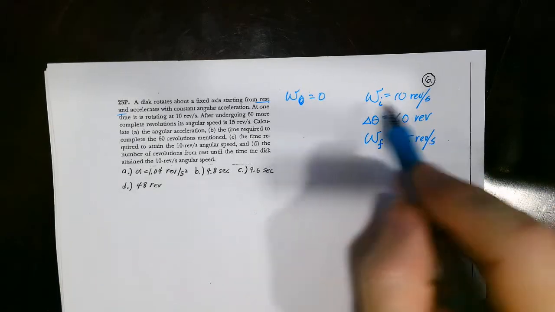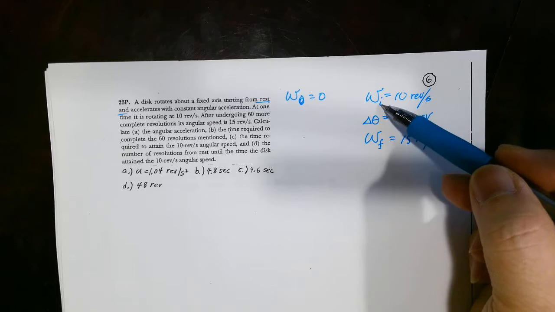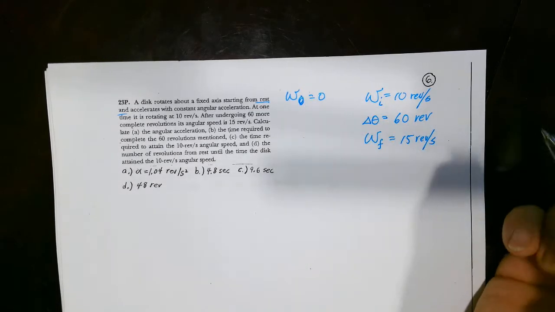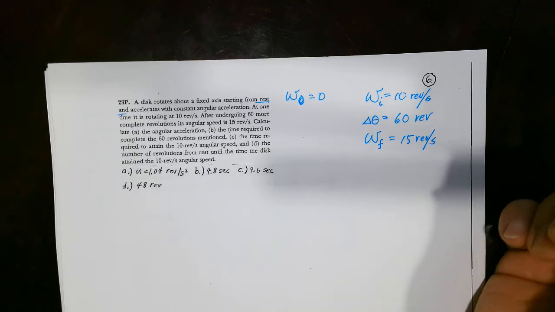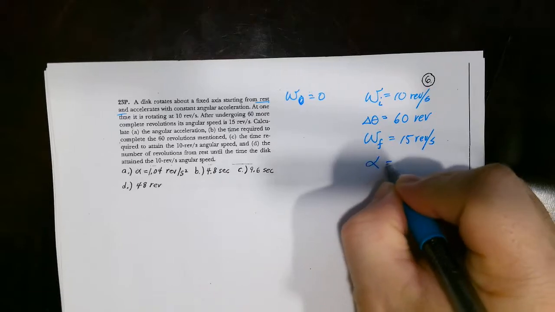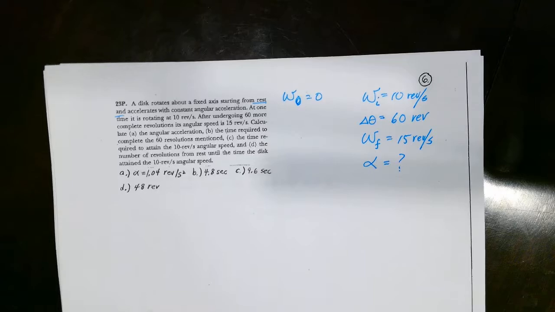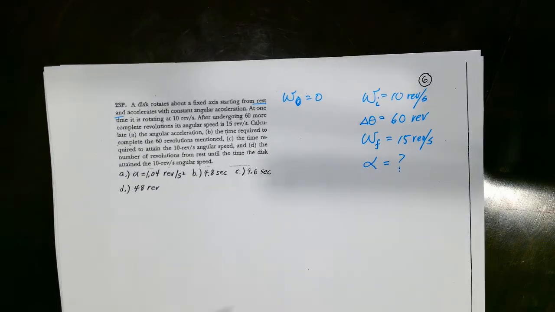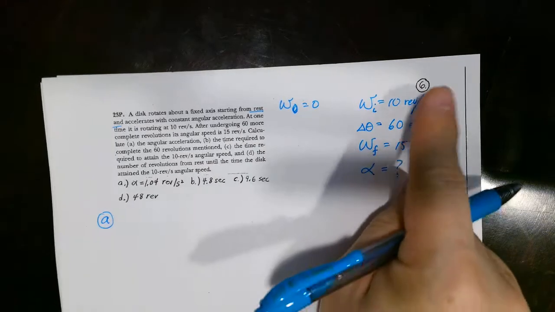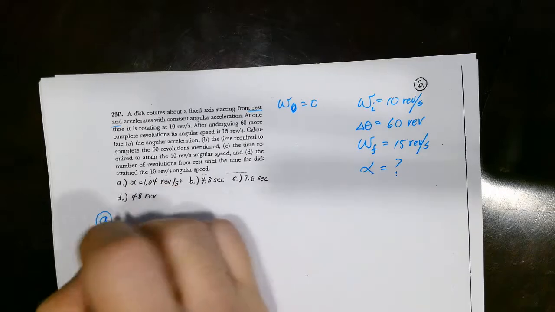So be careful with this. If we have two different initials right here, we can use this one as our second initial. First initial is this. So calculate A, the angular acceleration. We should find angular acceleration using this information right here before we use this for other ones. So for part A, this is what's given to us from this problem, and they want us to calculate the angular acceleration.